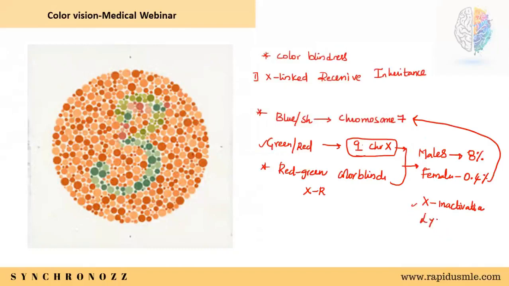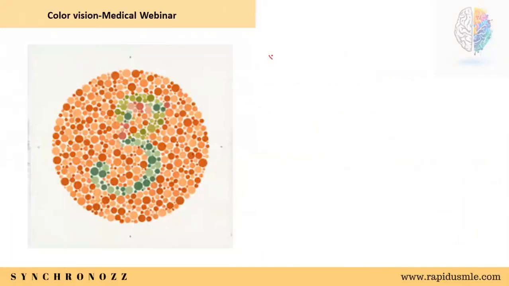X inactivation can also cause red-green color blindness in females. The scientific term for it is lionization. What is that? Lionization is the scientific word for a female getting an X-linked recessive disease, which should usually be seen in males. So this is a simple genetical overview about the color blindness part. And one more thing: chromosome 7 is for blue, and chromosome X, the long arm, is for green and red.